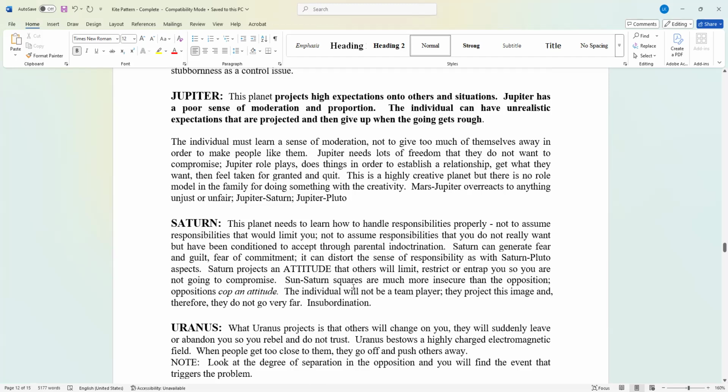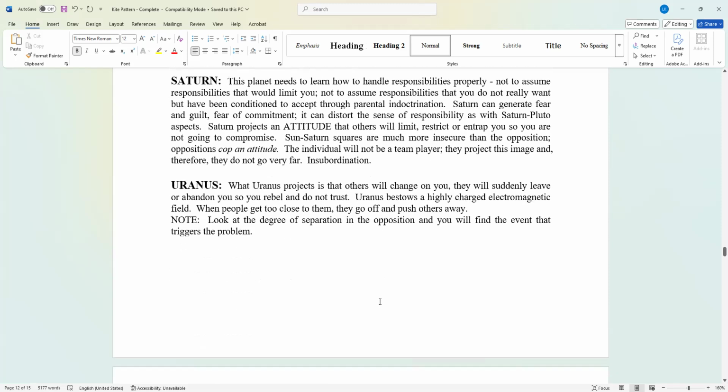A Sun-Saturn, well, the squares are much more insecure than the opposition. The oppositions tend to cop an attitude. The individual will not be a team player, project this image, and therefore they're not going to go very far because of insubordination. And with Uranus, it projects that others are going to try to change you.